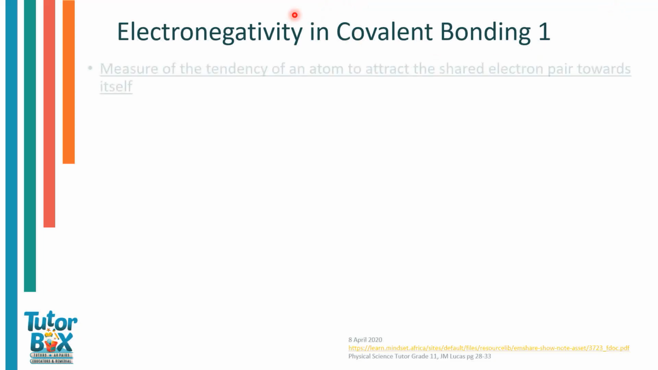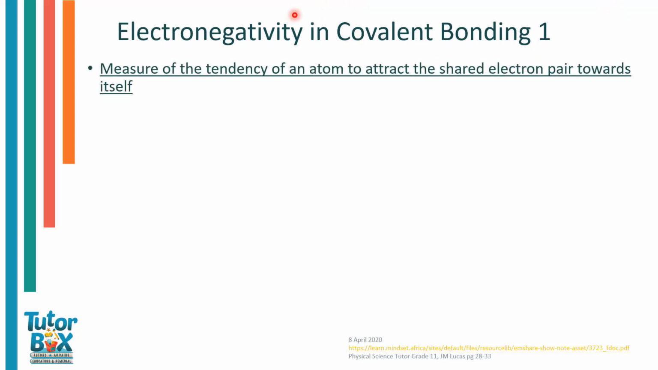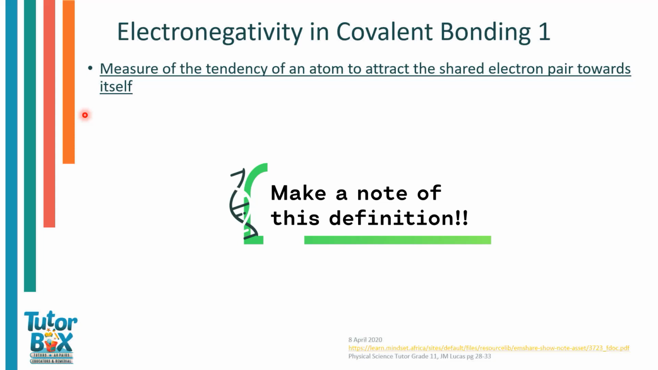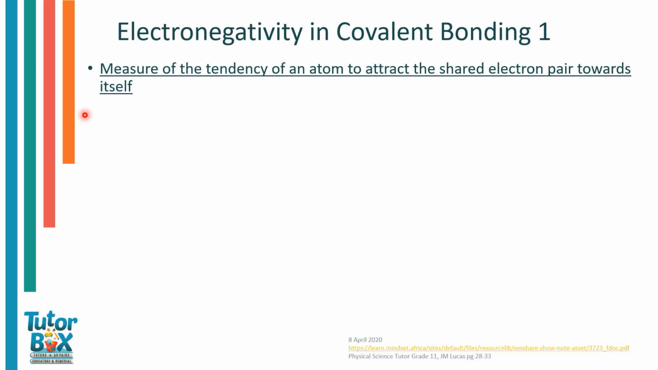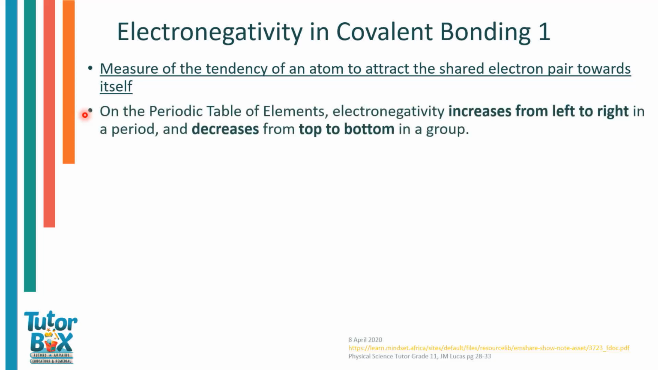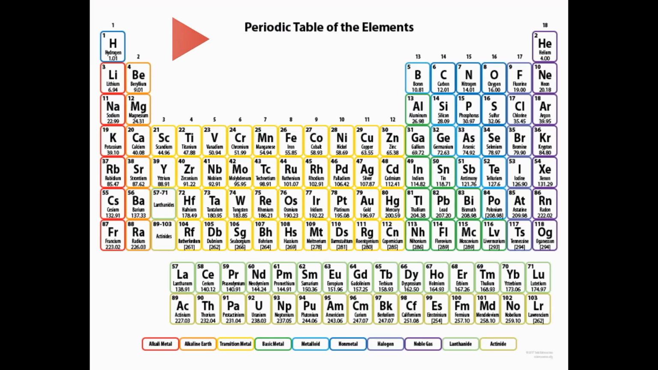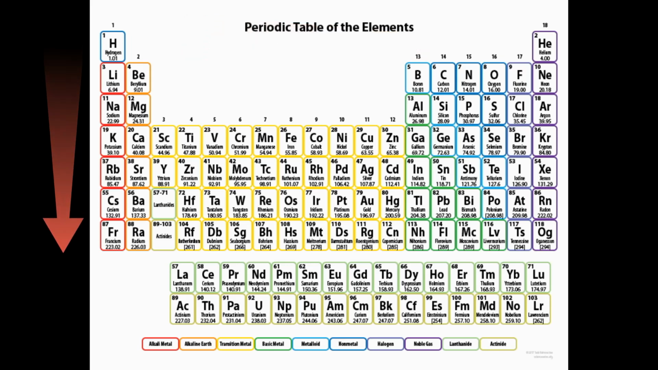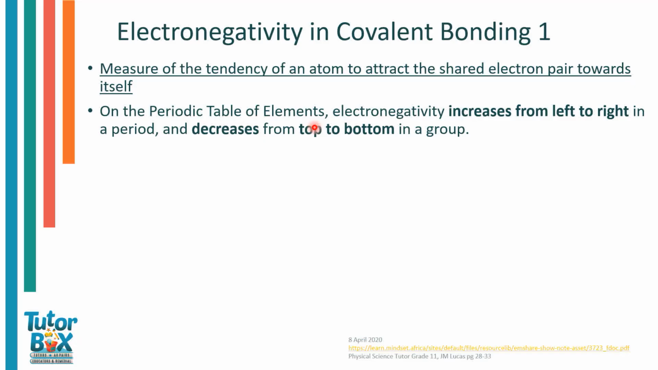Okay, so what electronegativity is, this is a definition, and like I've said before, and I will continue saying, make notes of your definitions, keep them in one place, and make sure you revise them before your exam. It is the measure of the tendency of an atom to attract the shared electron pair towards itself. On the periodic table of elements, the electronegativity increases from left to right in a period and decreases from top to bottom in a group. If you have your periodic table in front of you, make a note of that.